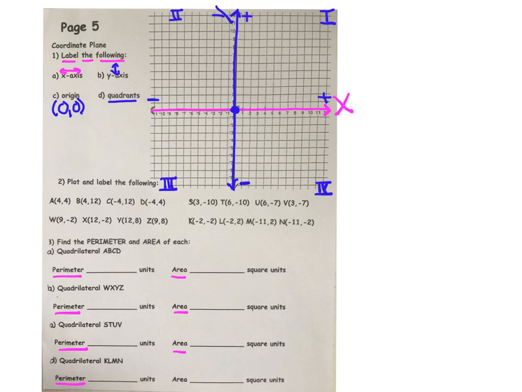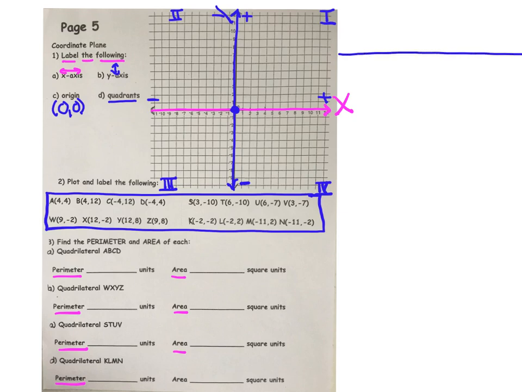Okay. You are going to take a moment and pause this video, and you are going to plot and label these 4 quadrilaterals. Once you're done plotting them and labeling them, you are going to start the video back up. And for each quadrilateral, you are going to calculate perimeter and area. Use the back of the previous page to create a workspace for yourself.